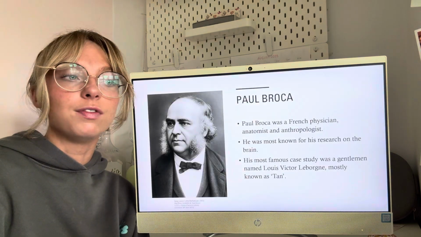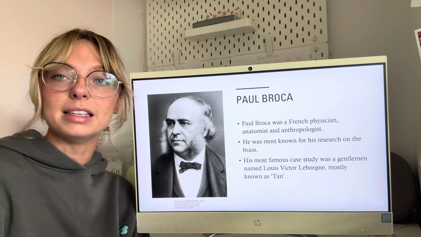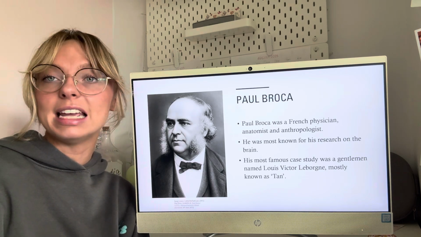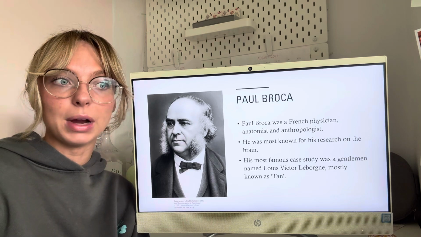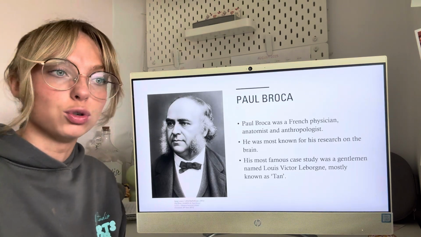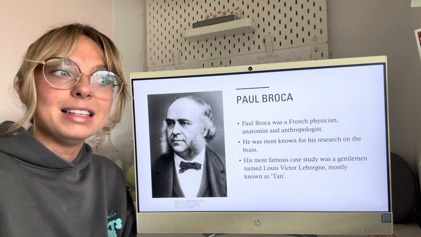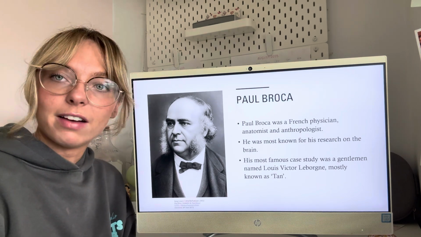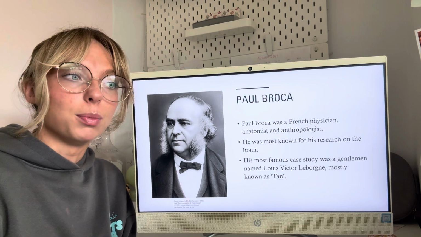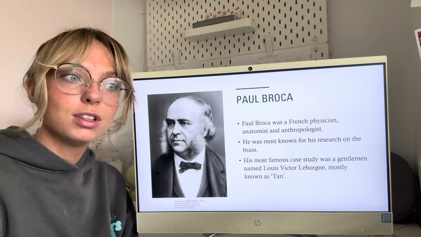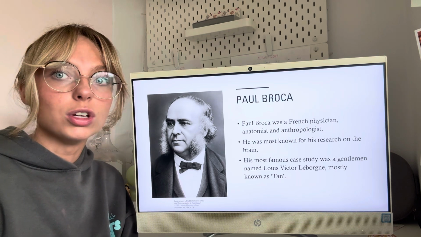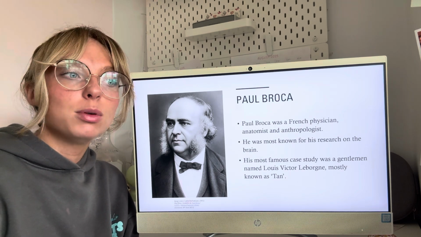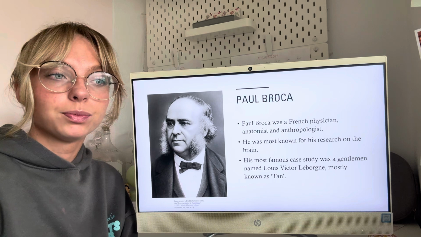Paul Broca was a French physician, anatomist and anthropologist, and he was most known for his research on the brain and the discovery of the region of the brain which is responsible for speech production, which means it helps us to pronounce words. This area is known as Broca's area. Broca discovered this area of the brain while treating a patient who was unable to speak any words, only the word tan, which they became known as. Tan was still able to understand spoken language.